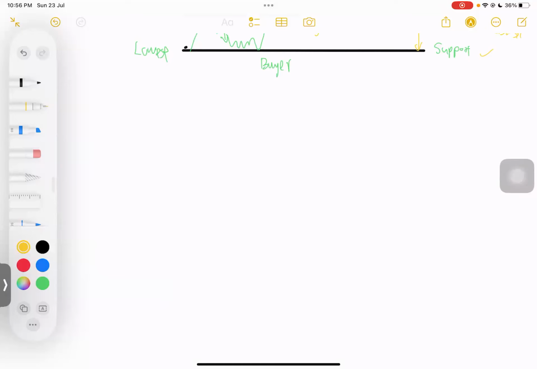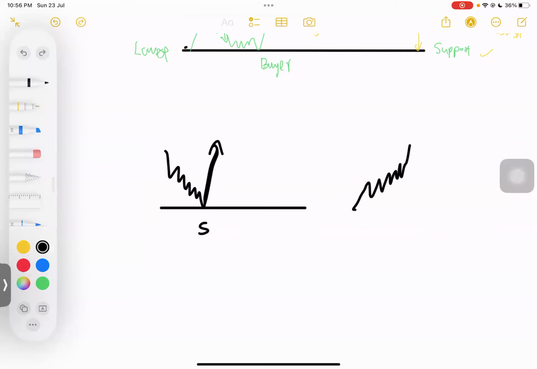You have to always look for the resistance that caused the breakout. Then you can take this as your support. And for resistance, you always have to look for the support that caused the breakout, and these will become the resistance.